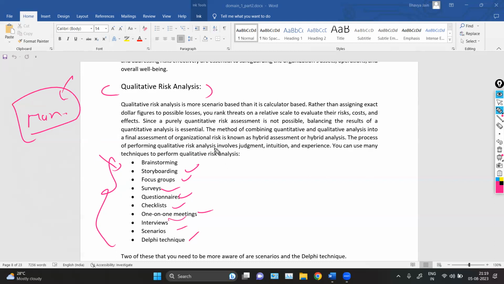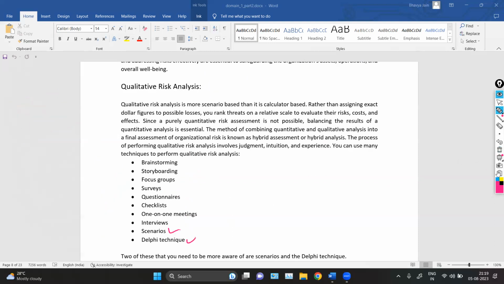And then we can also perform the quantitative approach or the qualitative approach. That depends. If there is no need of assigning a dollar value, it's fine, we can use the qualitative approach. If there is a need of assigning a dollar value, then we will use the quantitative approach. So you can follow these. Out of these, the scenario-based and Delphi techniques are important for the examination.